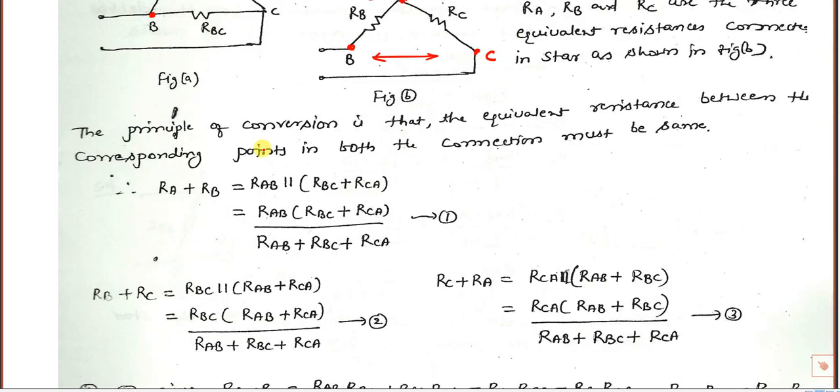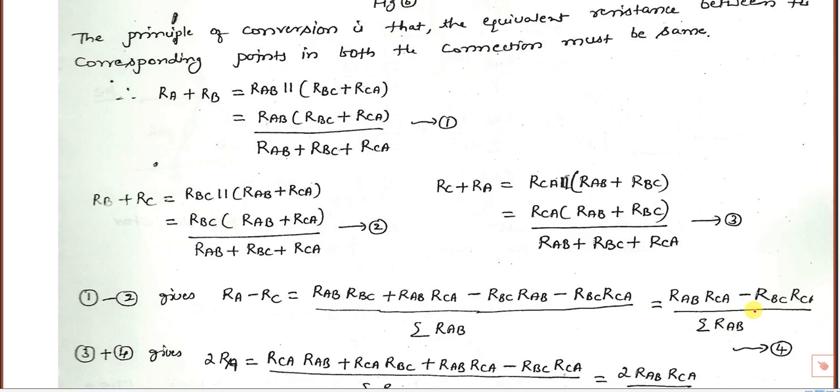So these three equations you have to write: equation number 1, equation number 2, equation number 3, between A and B, between B and C, between C and A. After that, do equation 1 minus equation 2. In equation 1 minus equation 2, RB will get cancelled: RA plus RB minus RB minus RC. So RA minus RC is equal to this entire term minus this term.